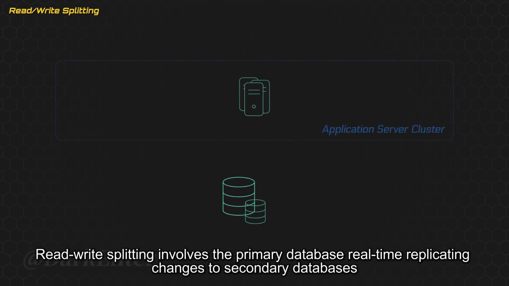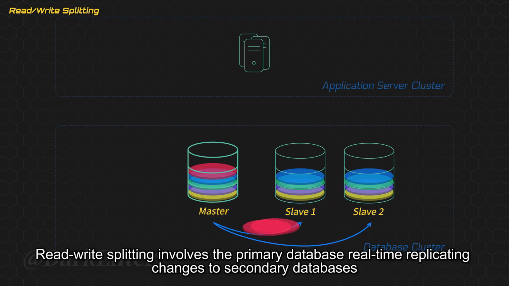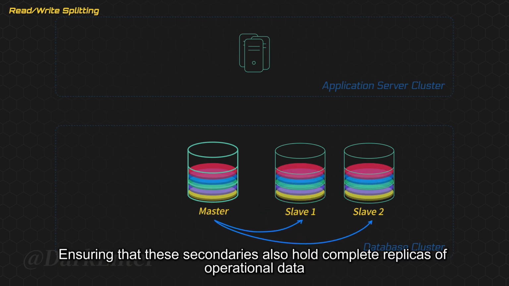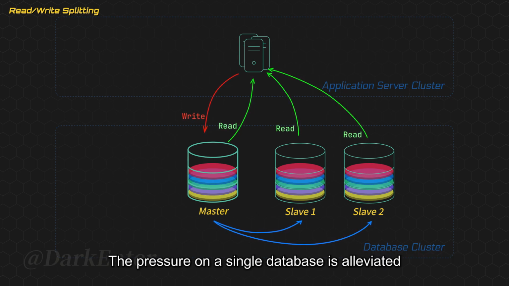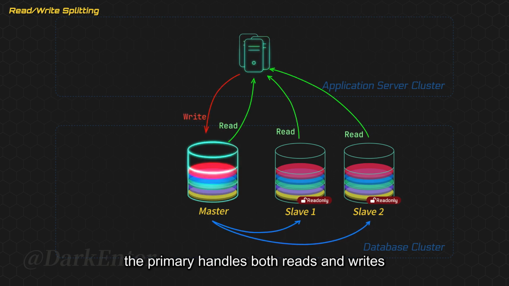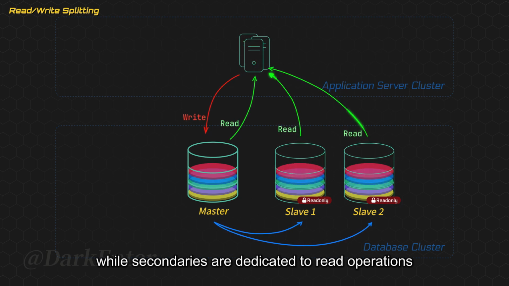Read-write splitting involves the primary database replicating changes to secondary databases in real time, ensuring that these secondaries also hold complete replicas of operational data. By distributing data access traffic across the primary and secondary databases, the pressure on a single database is alleviated. Here, the primary handles both reads and writes, while secondaries are dedicated to read operations.